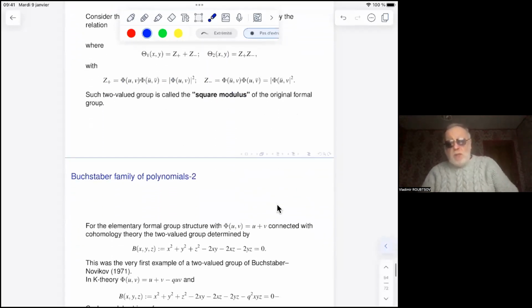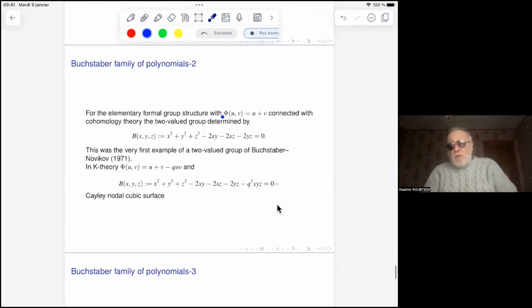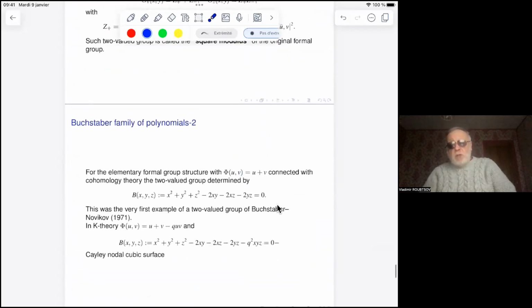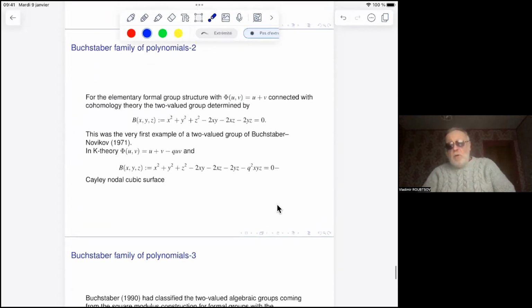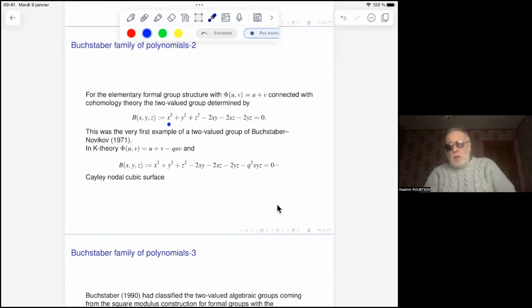So why is it typical in topology? Because if we start now with the simplest possible initial formal group law, just U plus V, which is connected with the usual cohomology theory, the corresponding construction of this square modulus group gives us the polynomial bxy, and it is very surprising, but very nicely appeared again our delta 2 square polynomial, or what I told you, the polynomial which appeared in particle physics under the name of square of the Calan function.